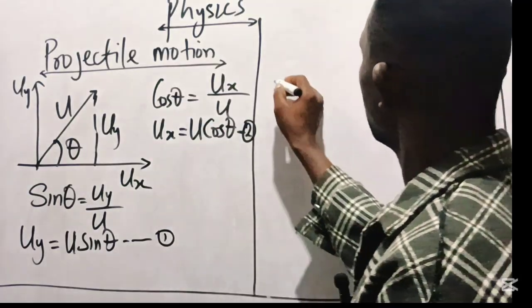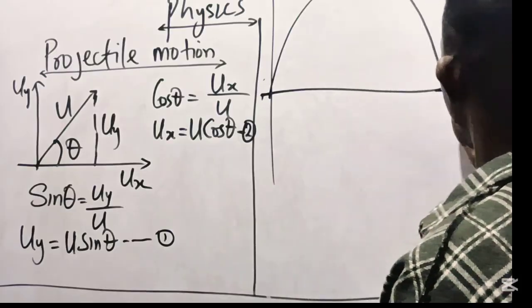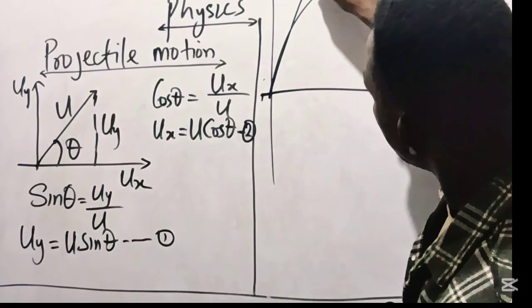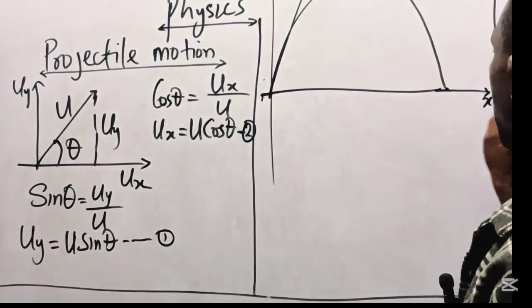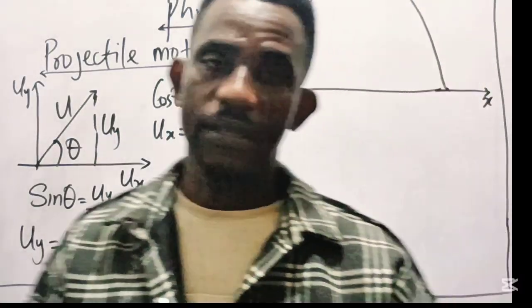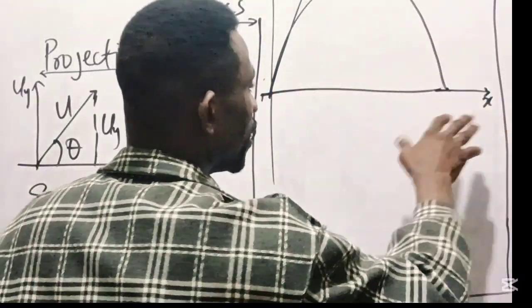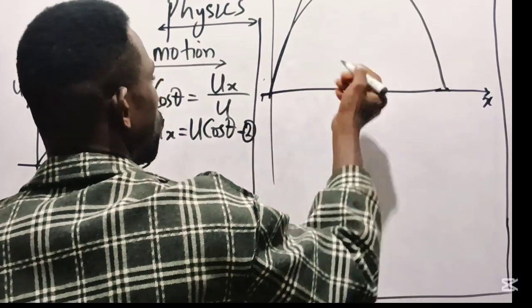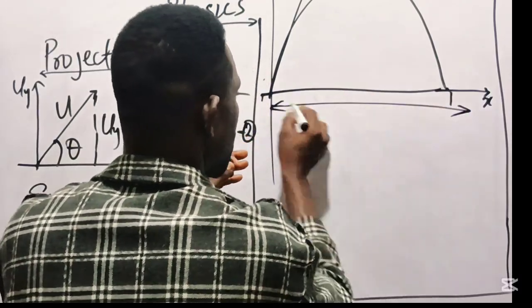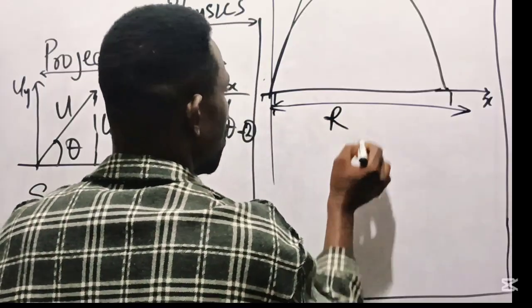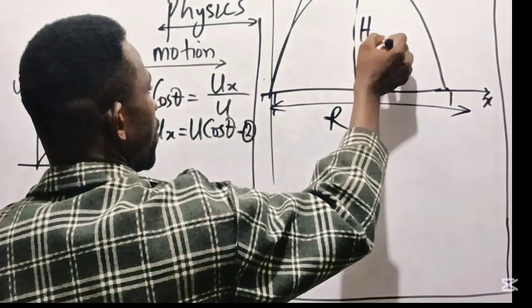Let's relate it now to this body that is thrown vertically upward. This is the initial velocity given to the body. This is the y-axis and this is the x-axis. The body is given initial velocity to be thrown vertically upwards, so there is no motion horizontally; there is motion vertically. Therefore, this is the range: the horizontal distance is the range. Then this is the vertical height, the maximum height reached.